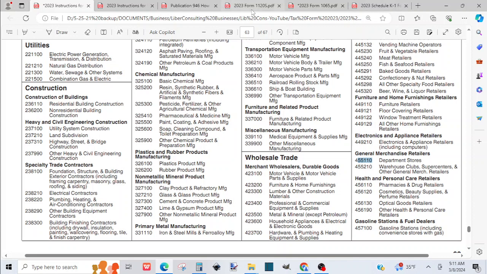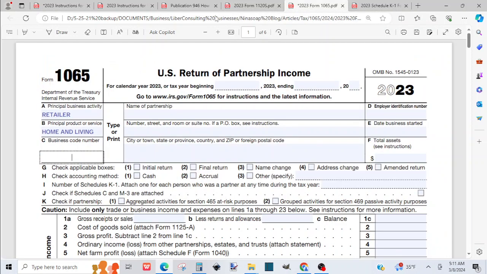So there is a 4 there that I didn't pick. So I'm going to put 4 and then I'm going to paste the rest. So 4, 55, 11, 10.